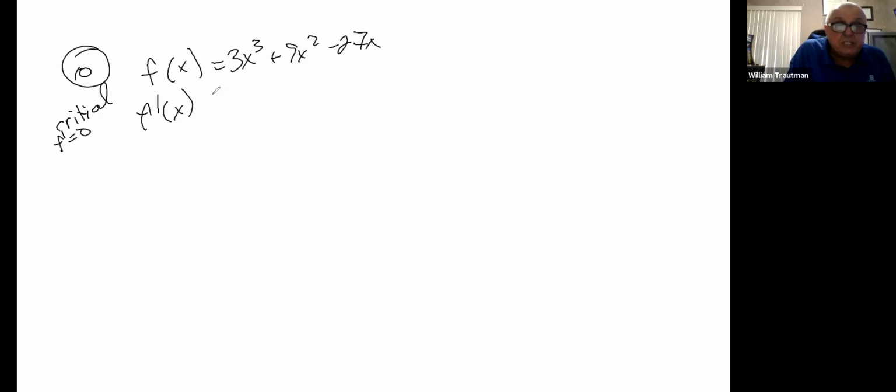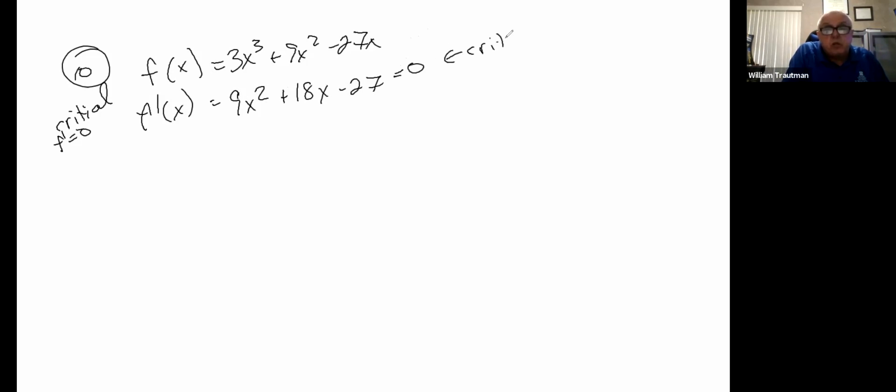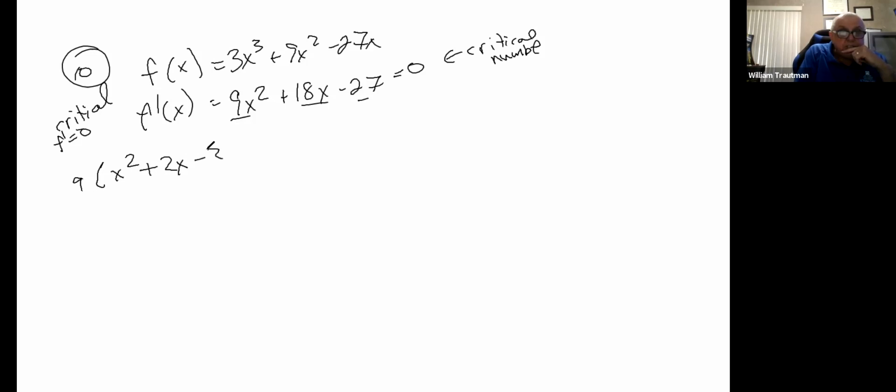So take the derivative of this, and you get 9x squared plus 18x minus 27. So that's the derivative. To find a critical number, the first derivative has to equal 0. And now we have to solve for x. Well, first thing I notice, all 3 terms have a factor of 9 in them, so I'm going to factor out 9. And I'm left with x squared plus 2x minus 3 equals 0. Okay, so I factored out a 9.